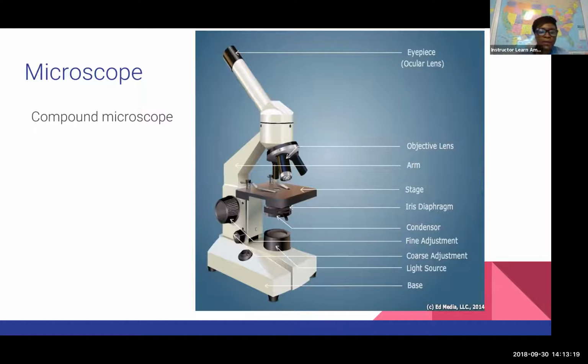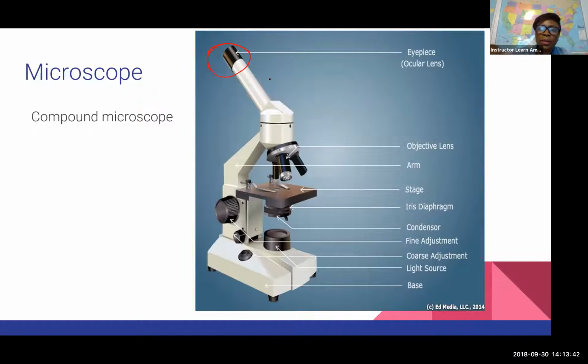So here we have, if you take a look, we'll start at the top. Just a quick review of the eyepiece. We'll start out at the top. So the eyepiece itself, pointed here, usually has a magnification of 10. And the eyepiece has a lens in it. And that's where you're getting the magnification from.